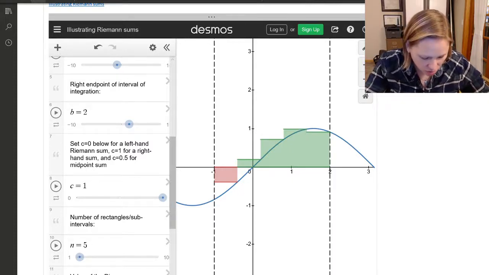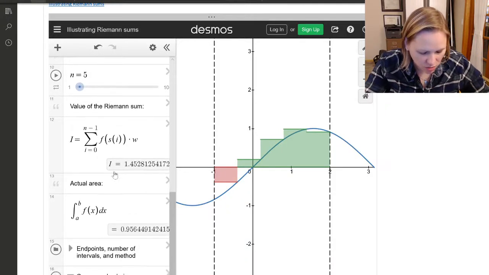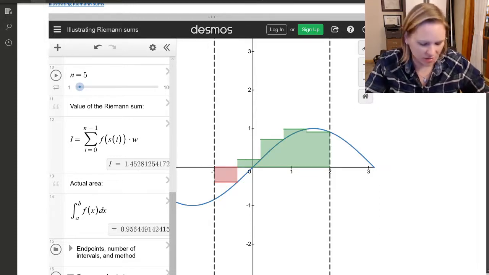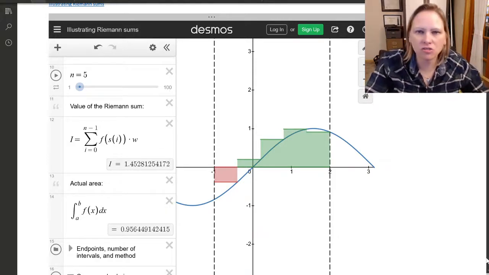Now, I can also change the number of partitions. And as I do, one of the things I want you to pay attention to are these two values here, I equals, and then this actual area. Today we're going to talk a little bit about this sigma notation, this Riemann sum notation, with this Greek letter sigma. You should hopefully recognize that as being summation notation.